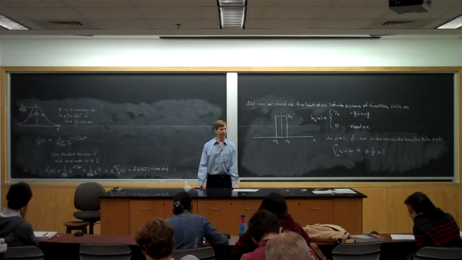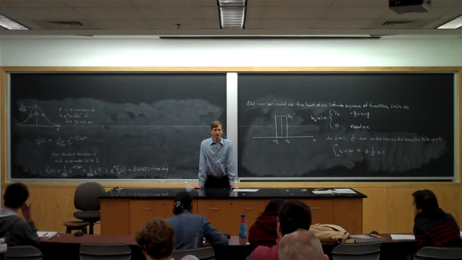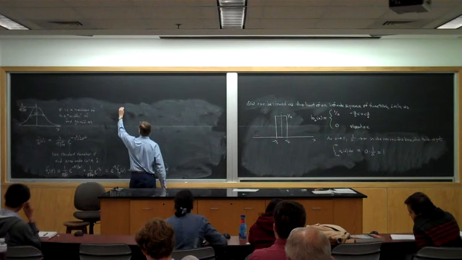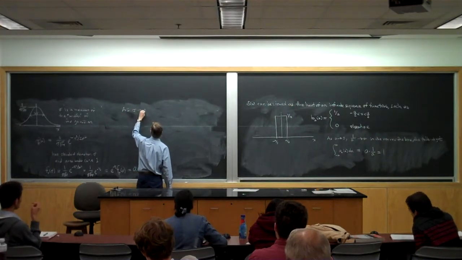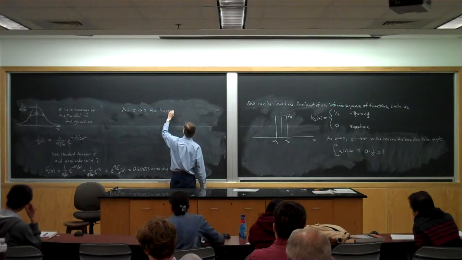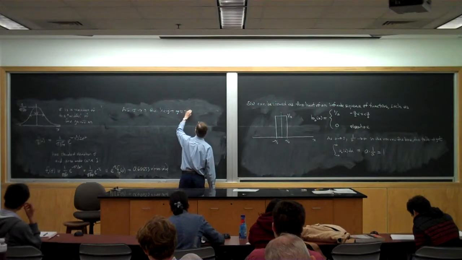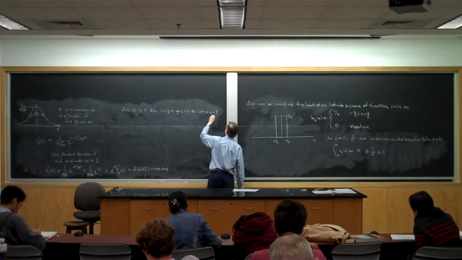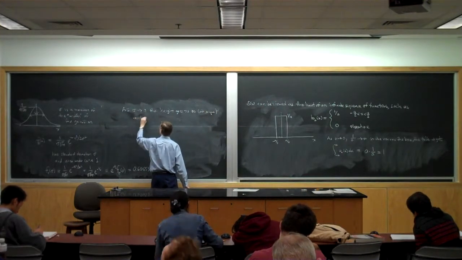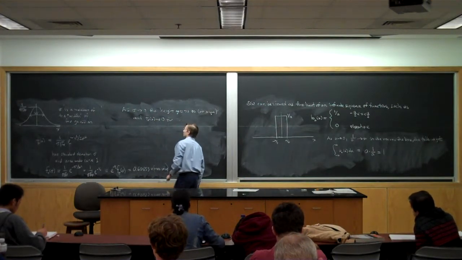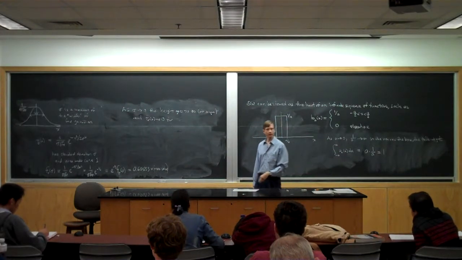So, if I let sigma go to 0, then I have another sequence of functions which approaches the delta function, because as sigma goes to 0, the height goes to infinity. That's at the origin. And f sigma of x goes to 0 for any other x.